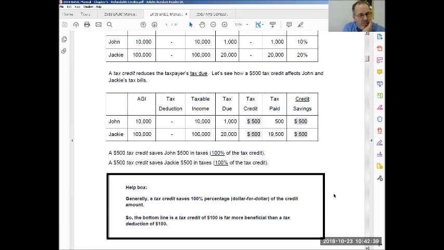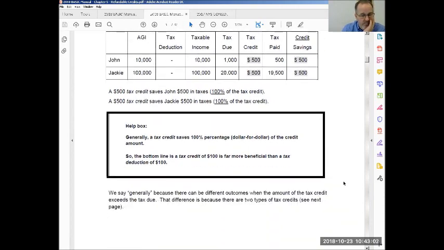As it says in the help box, generally a tax credit saves 100%, dollar for dollar of the credit amount. So that savings on your taxes is the dollar for dollar value of the credit. That's why we spend so much time on credits, because once we've calculated the tax bill, now we have to figure out how to get rid of it, if we can.